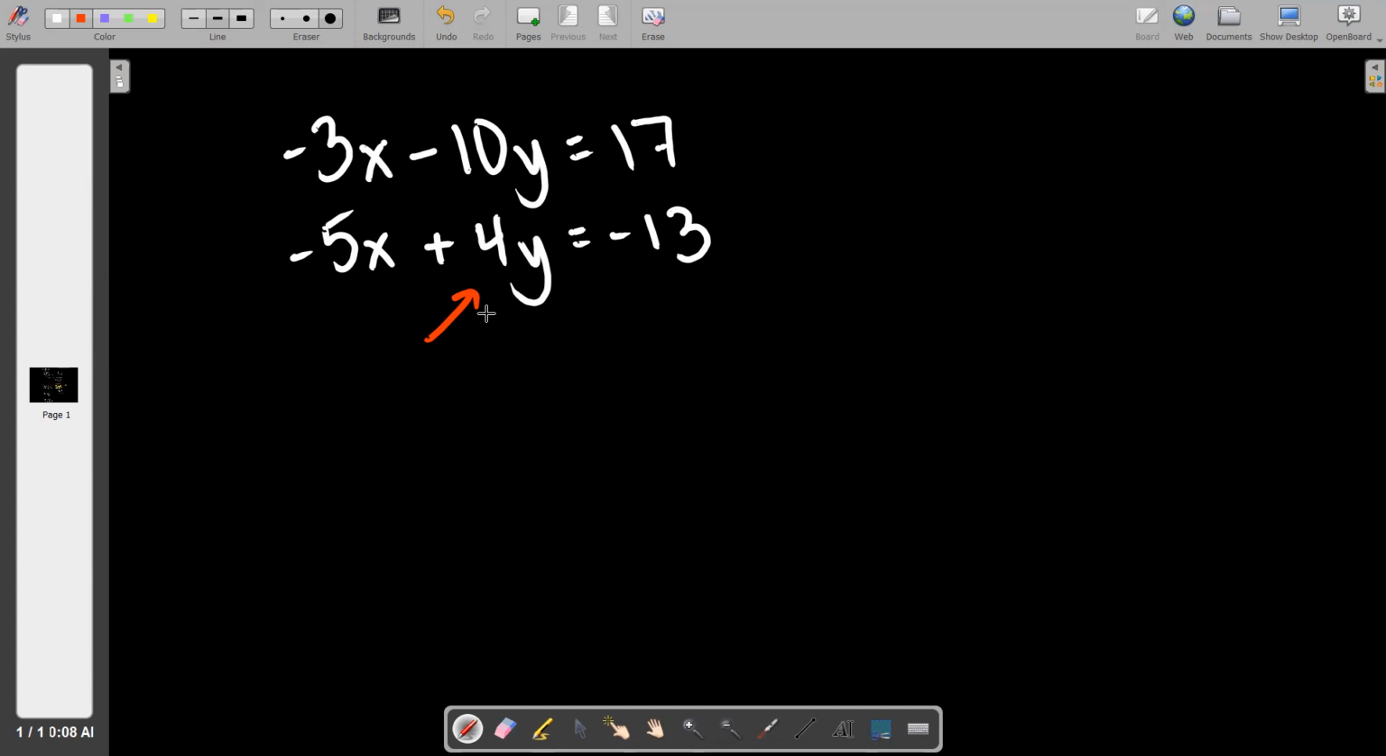What about the y's? What could I turn them both into? 40. Sure. What else? 20. I'm always going to go for the smallest if I can. 40 would work, but I'm going to go with 20.